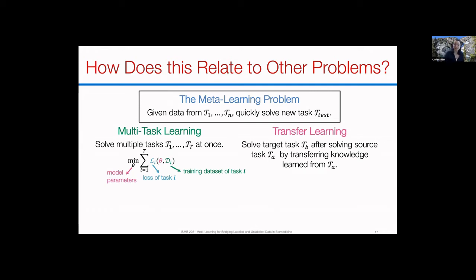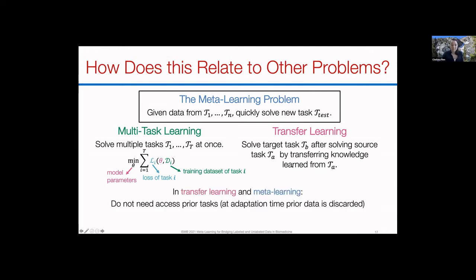And then lastly, in transfer learning and meta-learning, one assumption that's quite nice is we don't need access to the previous tasks at adaptation time. We can essentially discard all of the information from these previous tasks and just have our parameters that are used to quickly solve a new task. And in all of these settings, we assume that the tasks must share some sort of structure to allow you to actually generalize by leveraging data across tasks rather than just training single tasks in isolation.